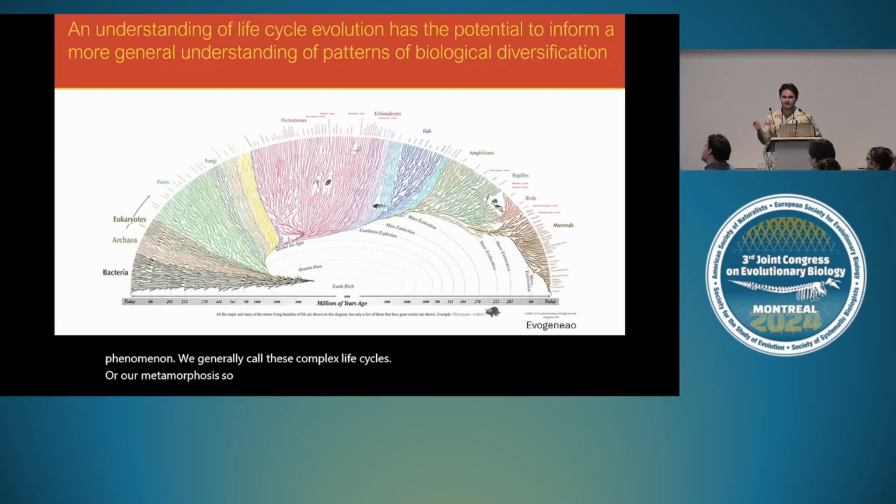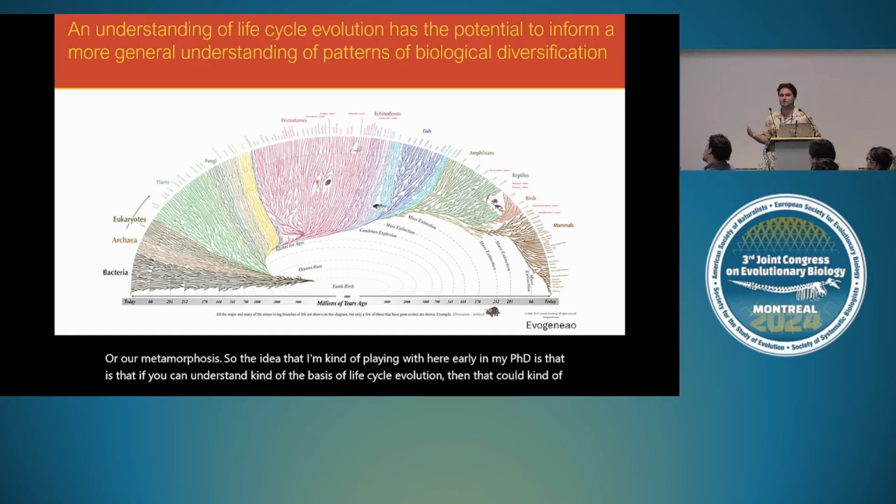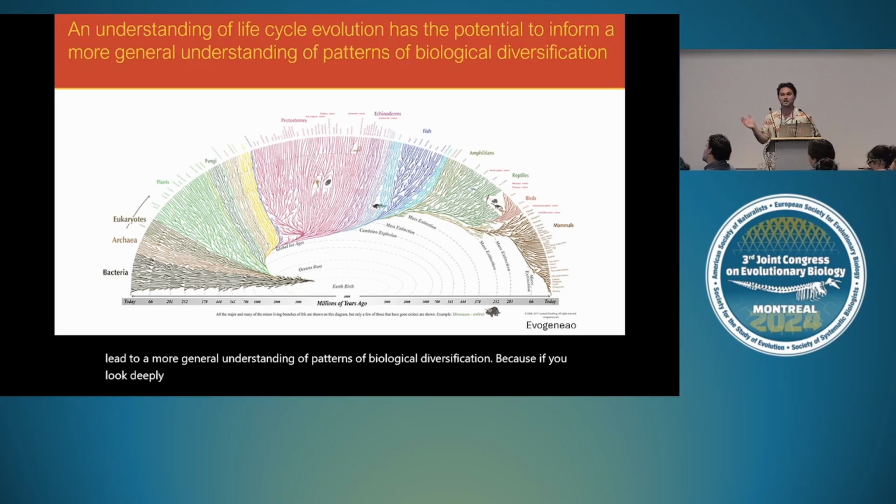The idea that I'm playing with here early in my PhD is that if you can understand the basis of life cycle evolution, then that could lead to a more general understanding of patterns of biological diversification. Because if you look, deeply rooted divergences are often associated with principal life cycle alteration. So that's an idea I'm playing with. I'm still thinking about what I think about that, but I think it's an idea that's cool enough to pursue.